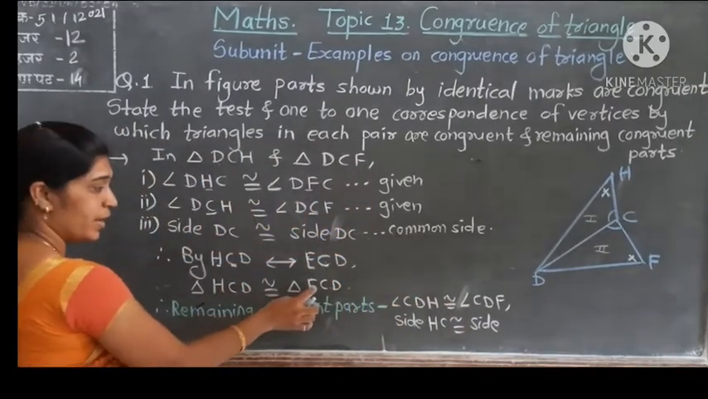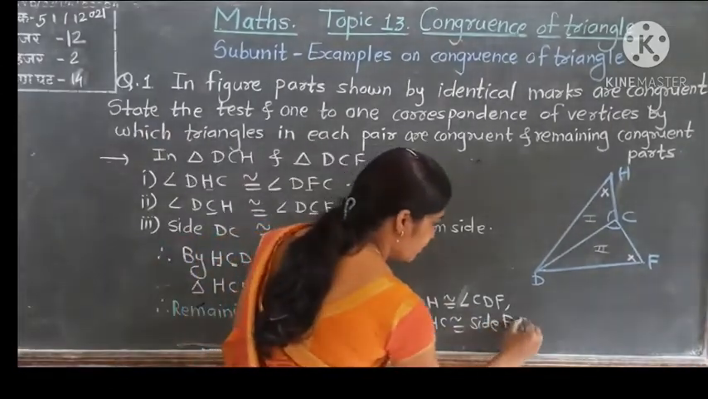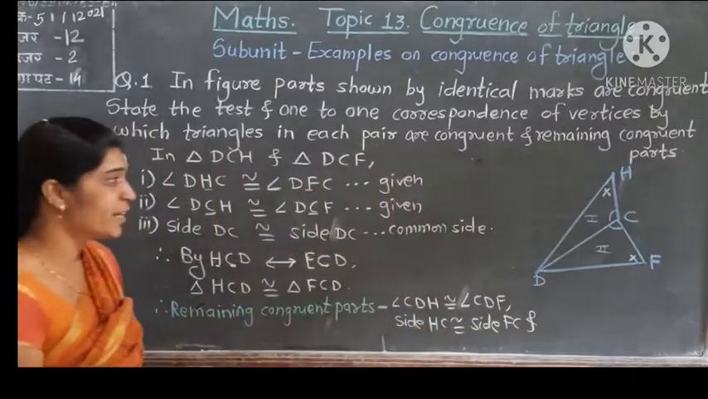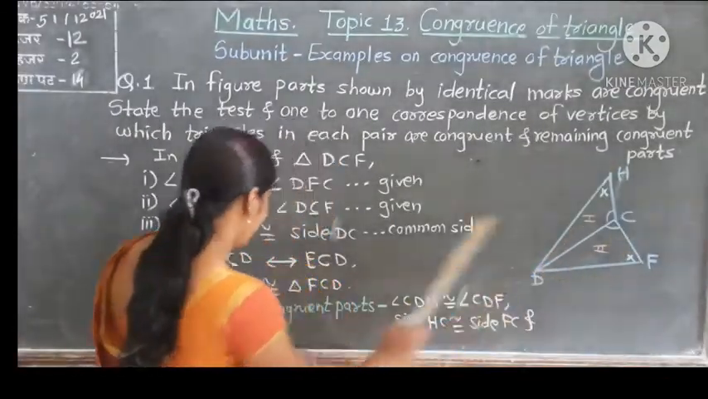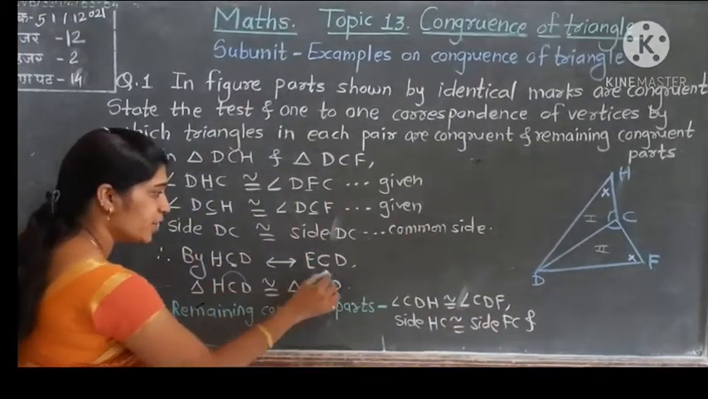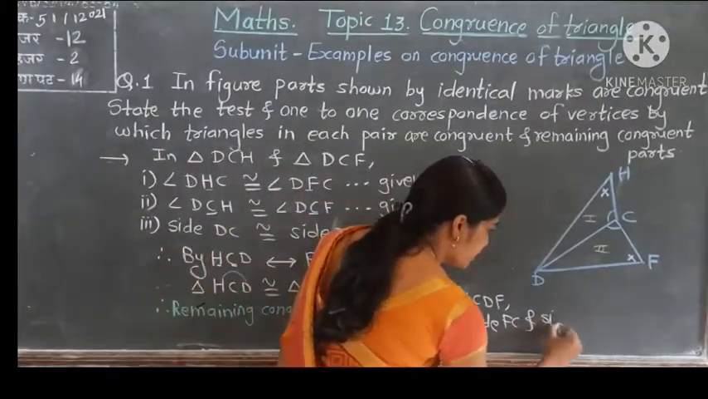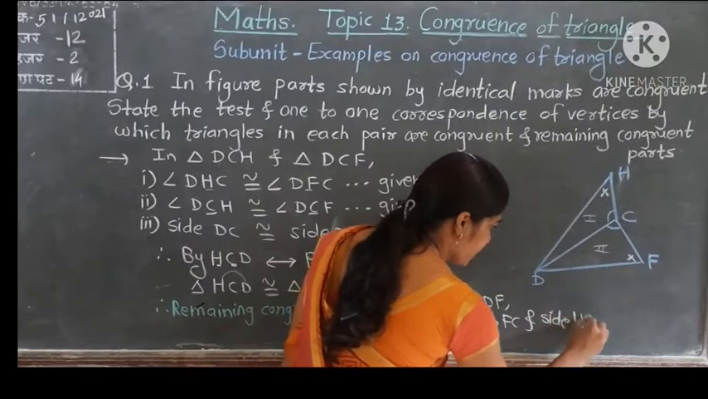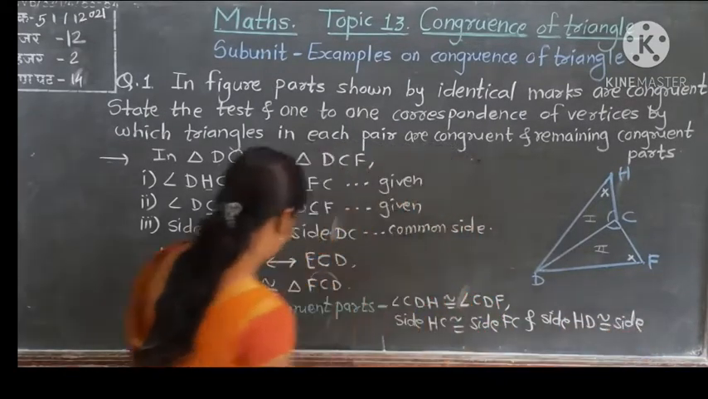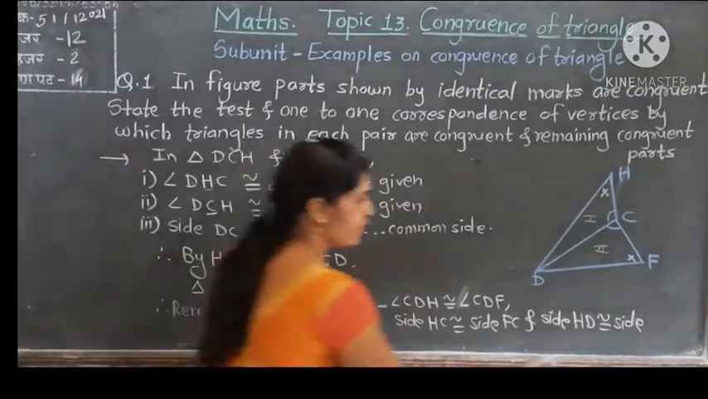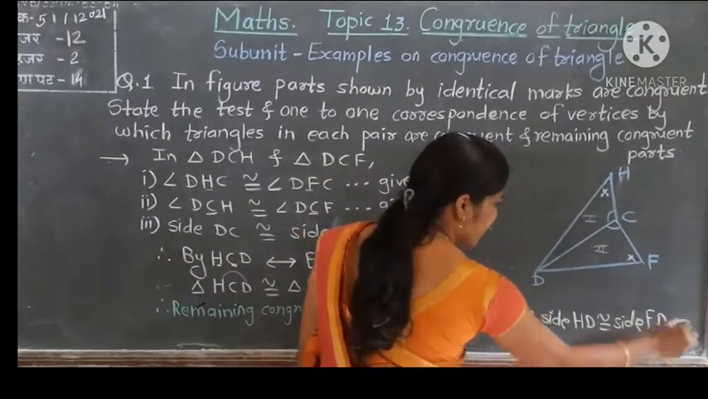HC is congruent to FC. And which side remains? Look, HD. Which side corresponds to HD? FD. Side HD is congruent to side FD.